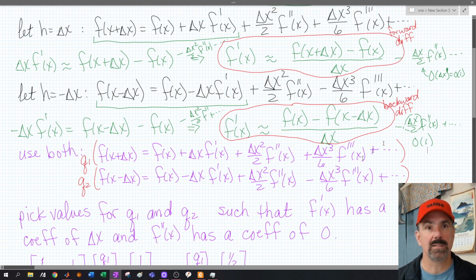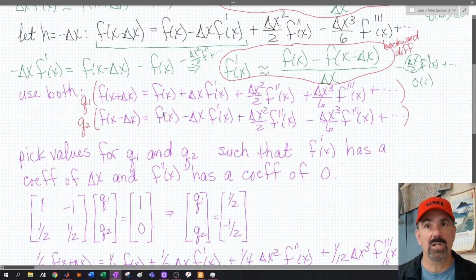Now what happens if we want to use both of these approximations? So I have an approximation at h equals delta x and at h equals negative delta x. And what we're going to do is take a linear combination of those two approximations, and we're going to scale them.